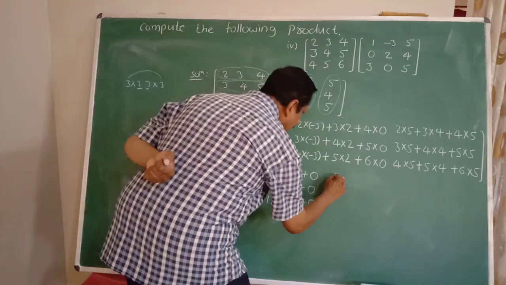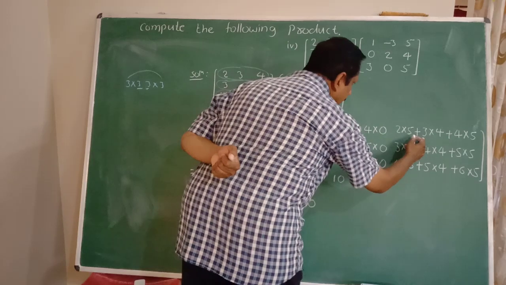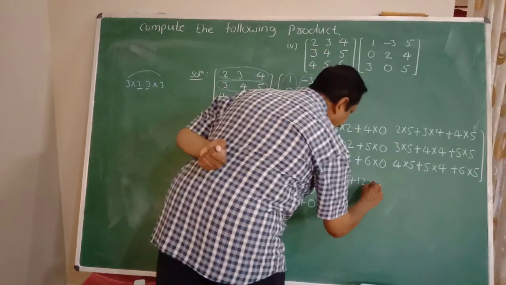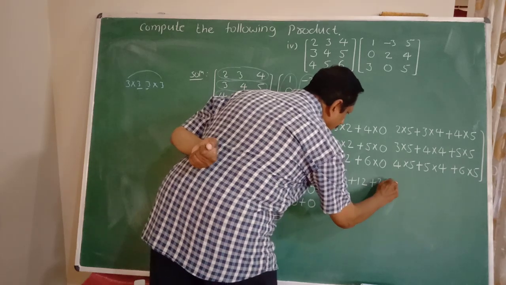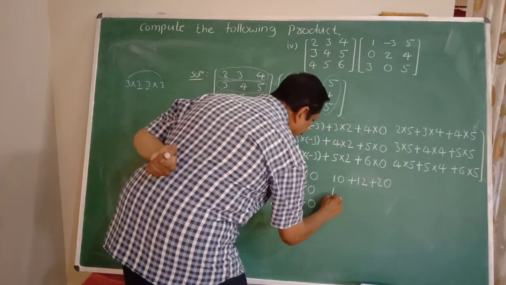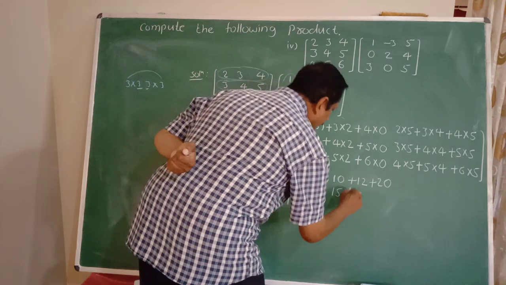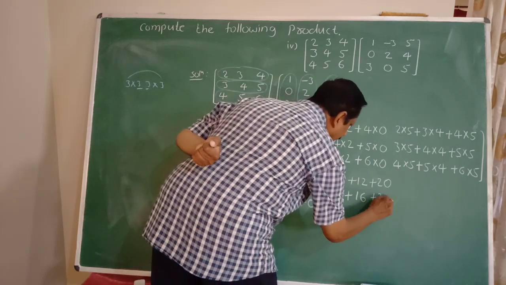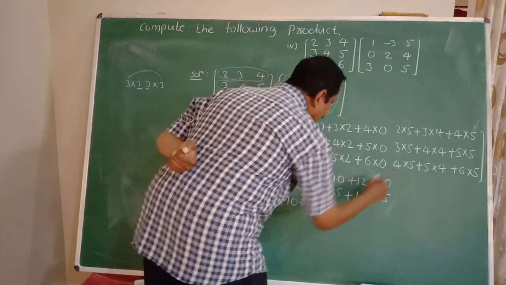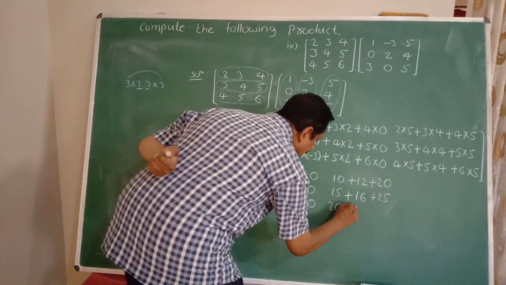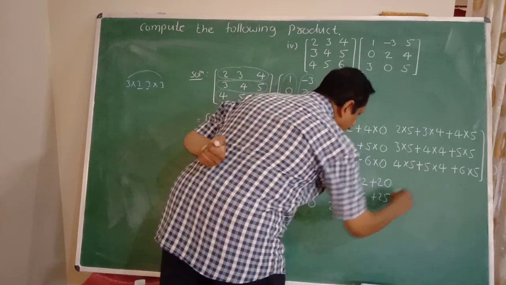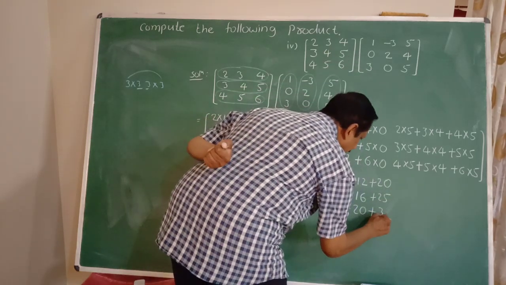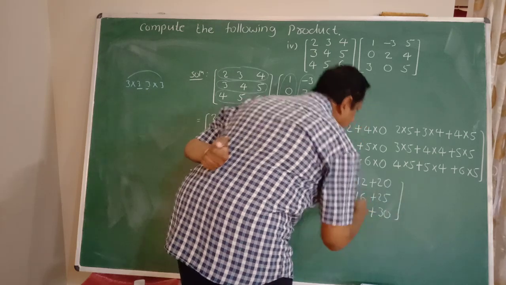Then 5 2s are 10. Then 3 4s are 12, and 4 5s are 20, plus 20. 5 3s are 15 and 4 4s are 16. 5 5s are 25, plus 25. 5 4s are 20, then plus again 5 4s are 20, then plus 6 5s are 30, plus 30.